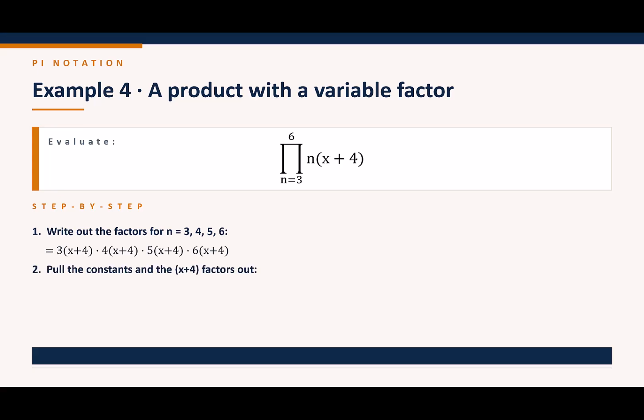So we have two things right now. We have constants and we have the factor of (x plus 4). So we're going to separate those. This gives us 3 times 4 times 5 times 6 times (x plus 4) to the 4th power. We can multiply the constants to get 360 times (x plus 4) to the 4th. The trick here is that a repeated factor like (x plus 4) becomes (x plus 4) to the k, where k is the number of terms.